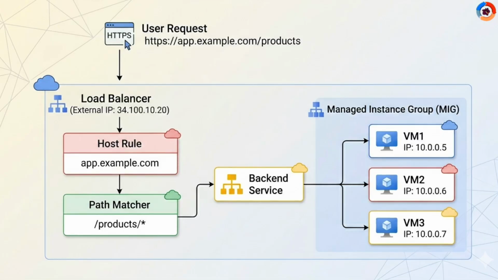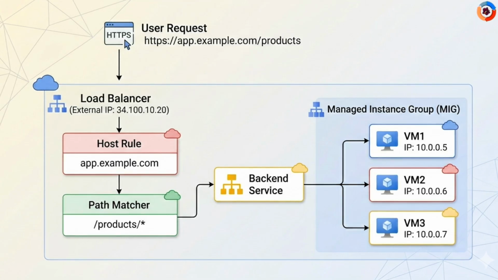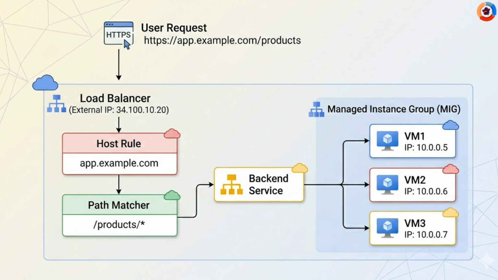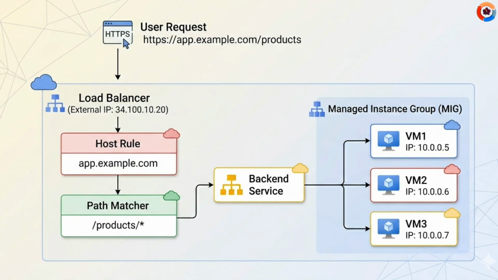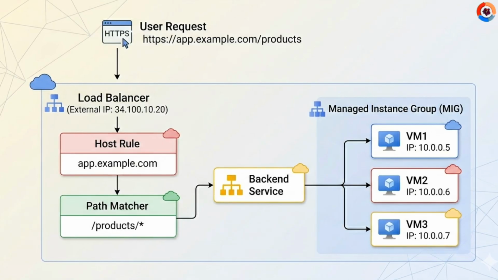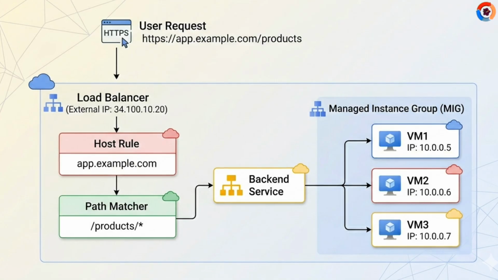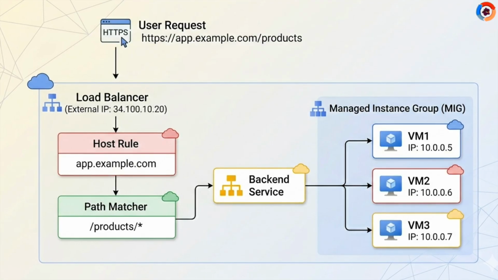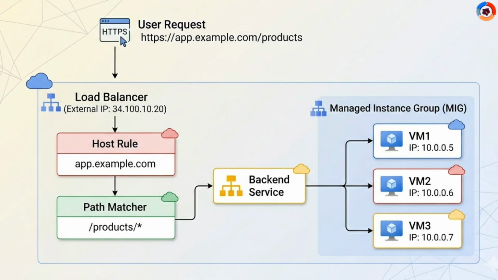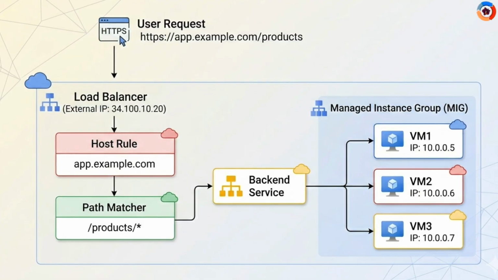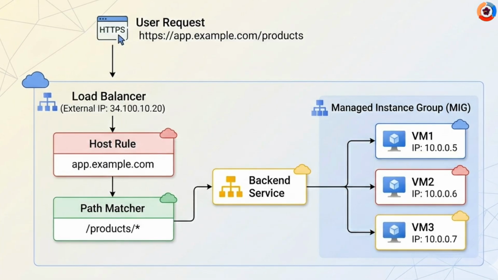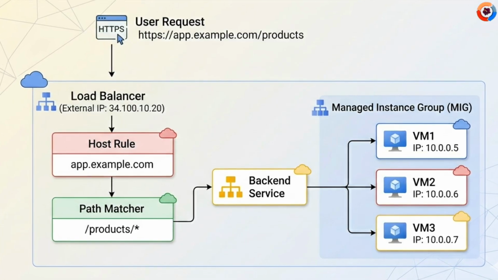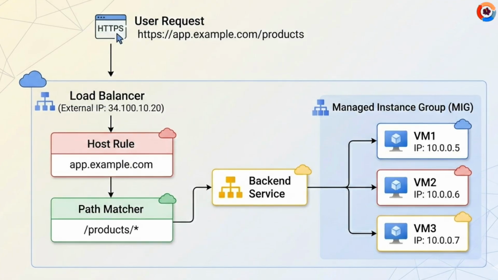As we go through the setup, we'll encounter a few key components that form the core of a load balancer configuration: host rules, path rules, backend services, and backends. Understanding how these components work together is essential for routing traffic correctly to your applications.